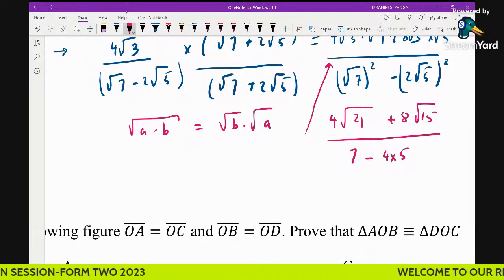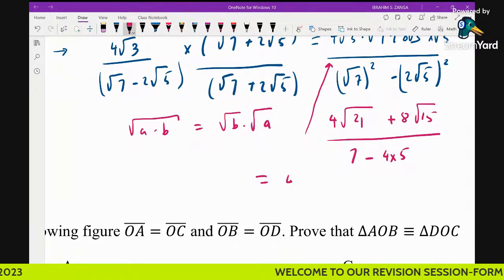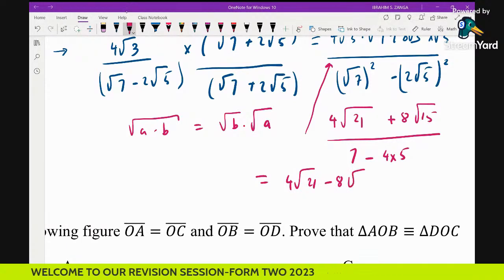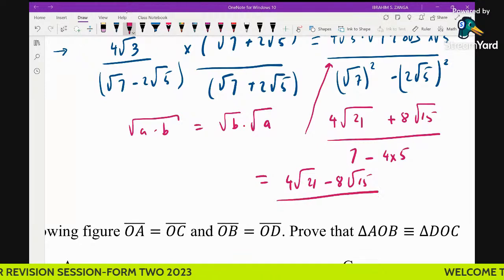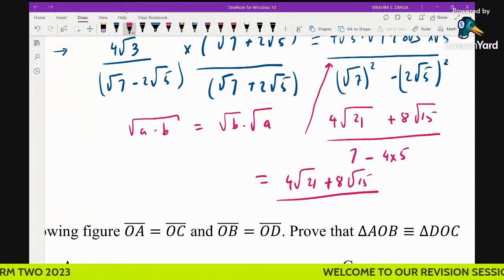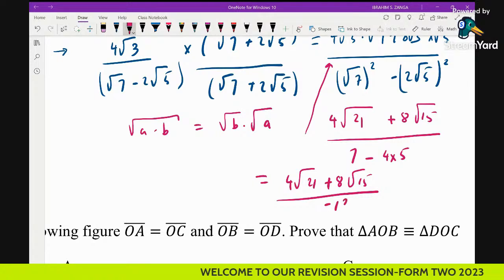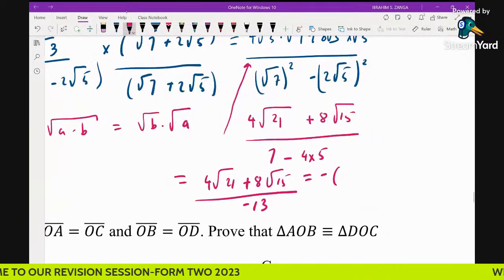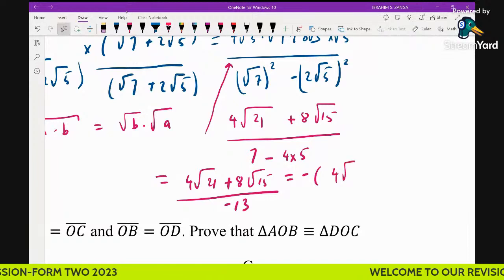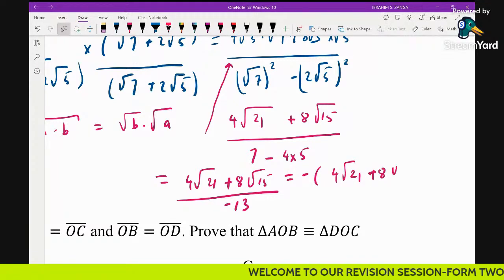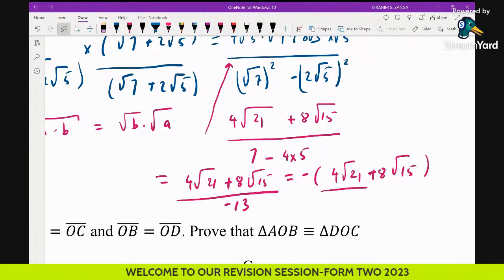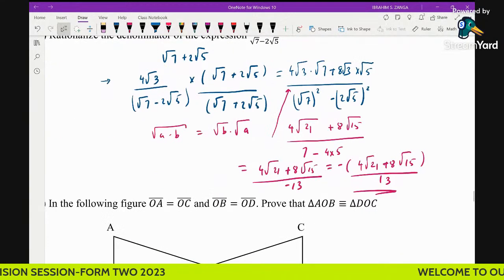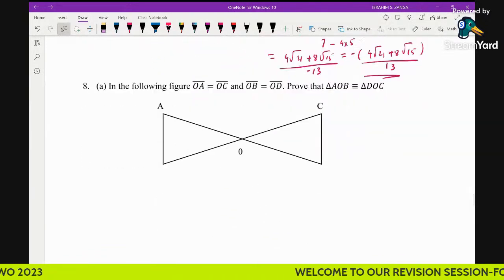So you continue simplifying, you have 4 square root of 21 minus 8 square root of 15, divided by 7 minus 20, you get negative 13. So you can just say it is negative in the bracket. You have 4 square root of 21 plus 8 square root of 15 divided by 13, dear students. That is how we are supposed to rationalize the denominator.